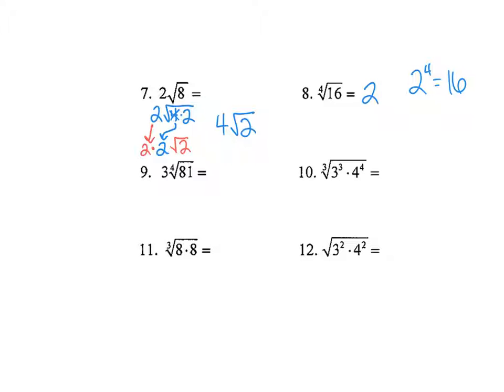Okay? Number 9. There's a 3 out there. Just keep it out there. Put it in storage for now. We don't need it yet. But we need to talk about the 4th root of 81. So this 3 is just going to hang out over on the side. What times what makes 81? 3. So this whole 4th root of 81 becomes a 3.